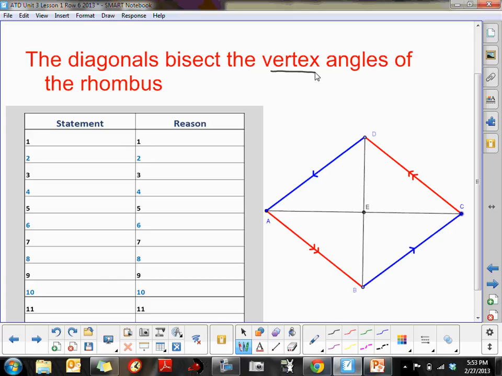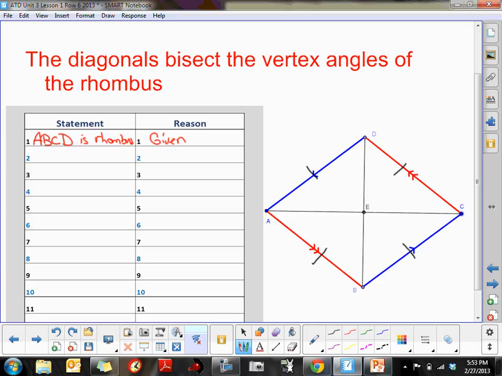So if it's bisected, that means this entire angle here has to be cut into two equal parts here and here. Bisect, by the base word, means to cut into two equal parts. So we're going to show that the angles have to be cut into two equal parts. And this is where we're going to be able to piggyback off of what we did last time. We know that ABCD is a rhombus, and that's what we're given. And because it's given to us as a rhombus, we know that all four of these sides are equal length.